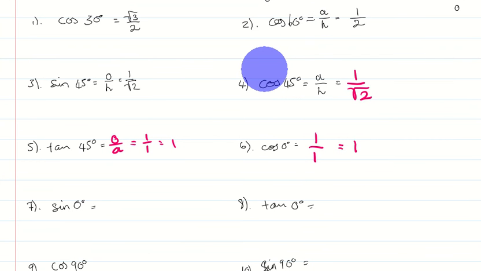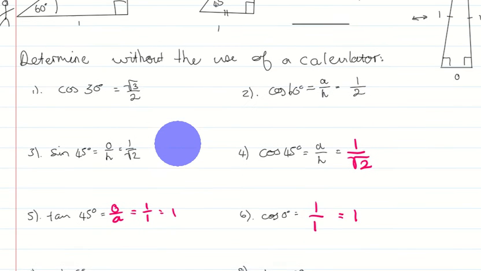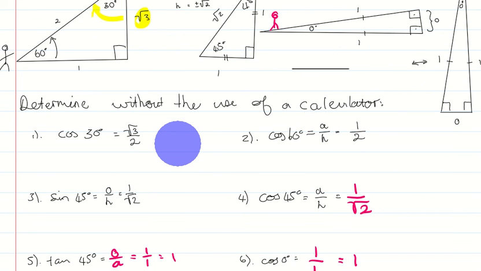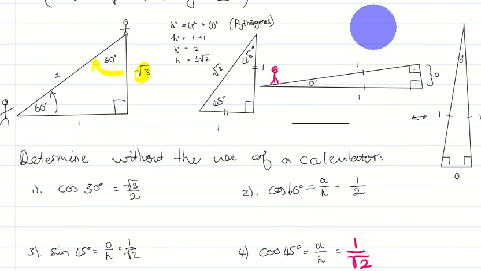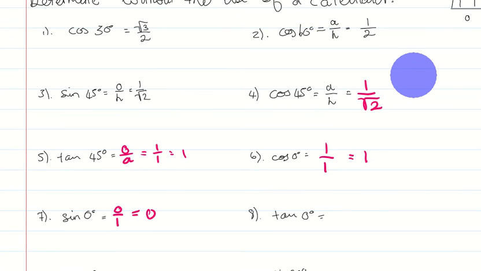Alright, sin of 0. What is sin? Sin is once again opposite over hypotenuse. So I'm standing there, I'm saying it's 0 over 1, and that is equal to 0. Tan of 0. Let's do tan of 0. Tan of 0 is opposite over adjacent. So I'm standing here, what is my opposite? 0 over 1, and that is equal to 0.